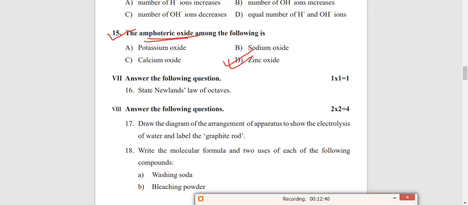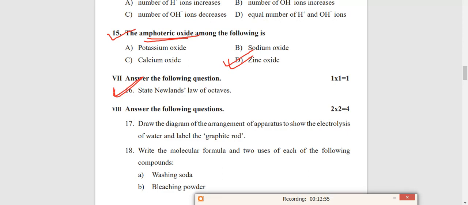We have read in our textbook that zinc oxide can react with acid also and with bases also. So it's an amphoteric oxide. Now the next question is, state Newland's law of octaves. This is from chapter number 5, periodic classification of elements. So what does Newland's law of octaves state?